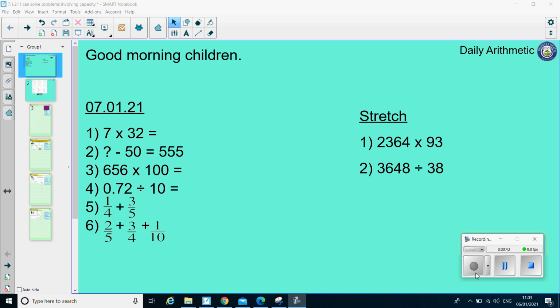Okay, hopefully you've had the opportunity to have a go at those questions, and we'll just go through the answers and try and go through them a little bit more quickly than we did yesterday. So first of all, 7 times 32, hopefully you did that as a short multiplication, and you should have got the answer 224. So just write that answer in there, 224. Question 2, again similar to yesterday, we've got something take away 50 equals 555. So to answer this question you actually had to add 50 to that 555, which would give you the answer 605.